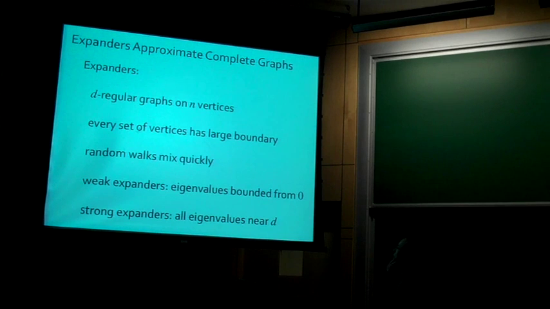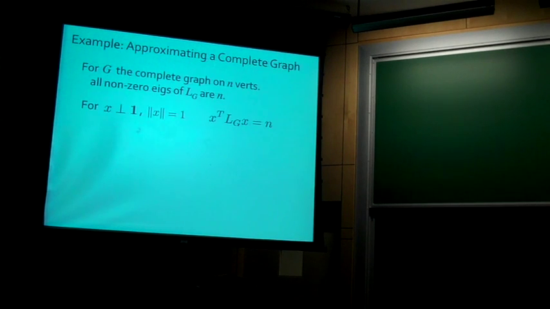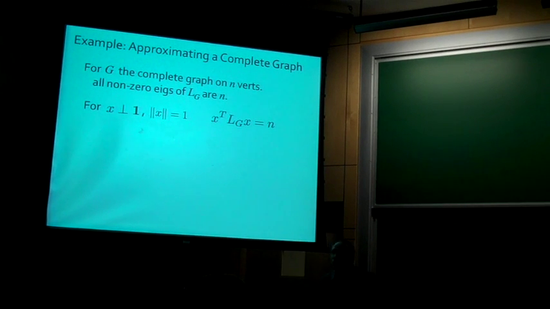You can show that when you have a strong expander, it is a very good approximation of the complete graph. So let me give you a proof of that. If you take a look at the complete graph, it's an elementary exercise to check that all non-zero eigenvalues of its Laplacian are in fact n. You should really think of the complete graph as being like an identity on this space. So I'll write that here: for all vectors x of norm 1 that are orthogonal to the all 1's vector, the value of the quadratic form in x is just n.